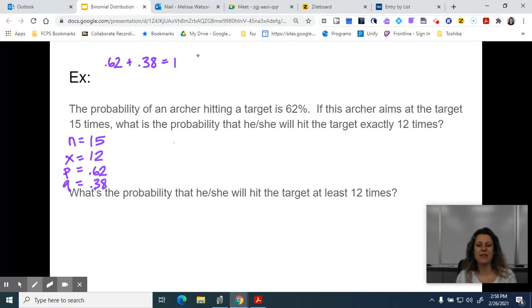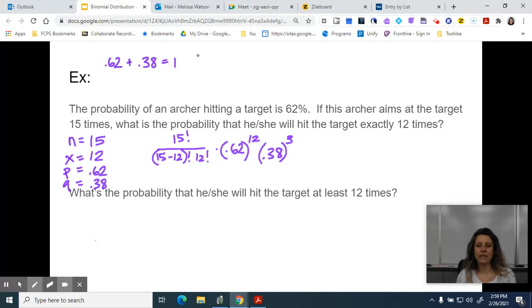So if we plug in these values, we have 15 factorial divided by n minus x factorial. So 15 minus 12 factorial, and then divided by x factorial, times the probability of success, which is p, raised to the x power. We want 12 of those hits, and 38% is the probability that we will miss the target. And if we shot 15 times and hit 12 times, we'd only miss 3 times.